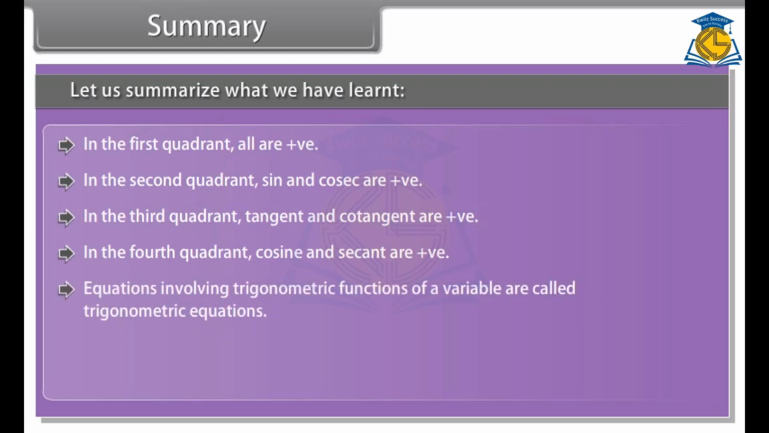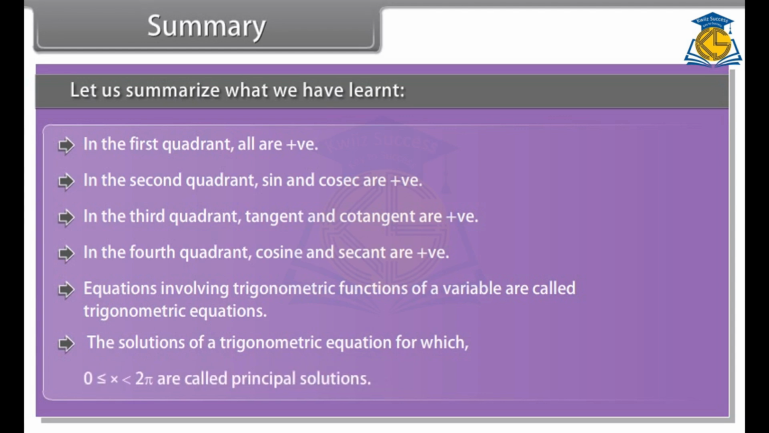Equations involving trigonometric functions of a variable are called trigonometric equations. The solutions of a trigonometric equation for which 0 is less than or equal to x less than 2π are called principal solutions.